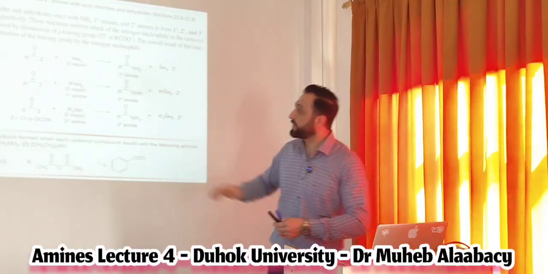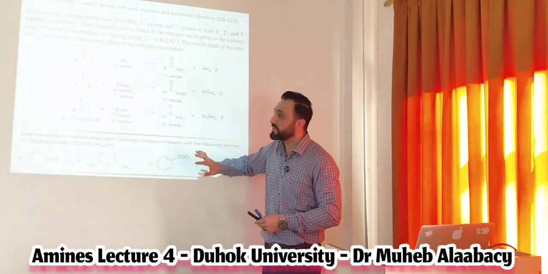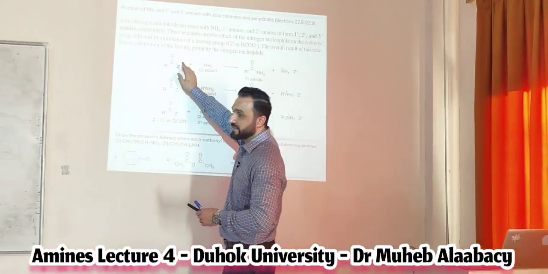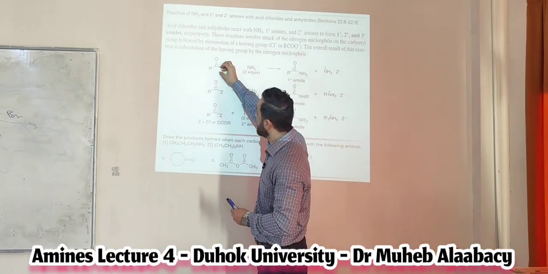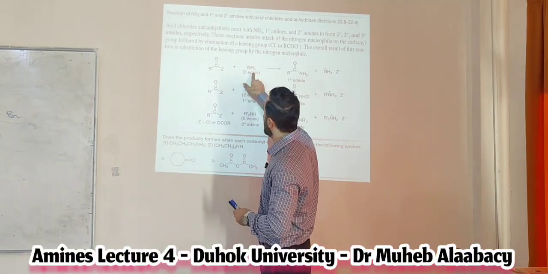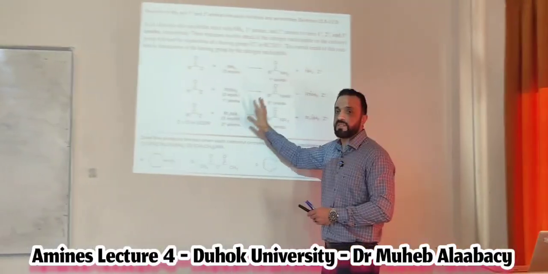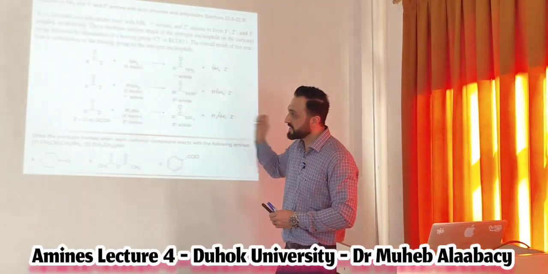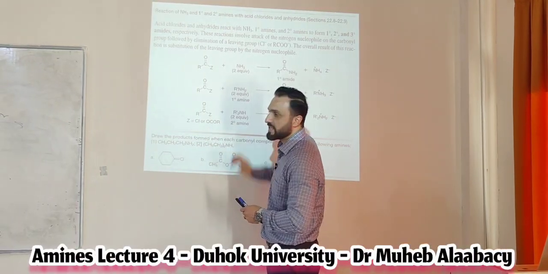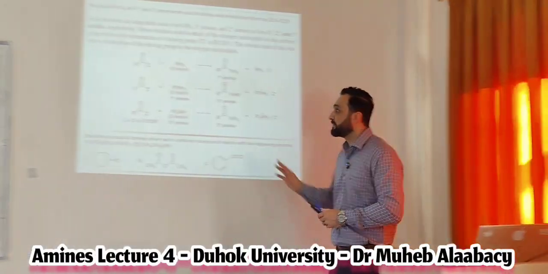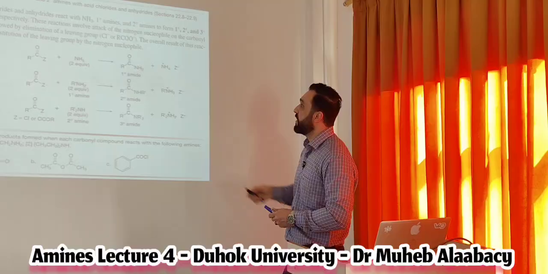Do you have a question? Do you understand this? Just note here that Z is the leaving group. You have to replace the leaving group with the amines. Just replace the Z. Z here is the chloride or the acid anhydride. Both of them can be used, this or this.